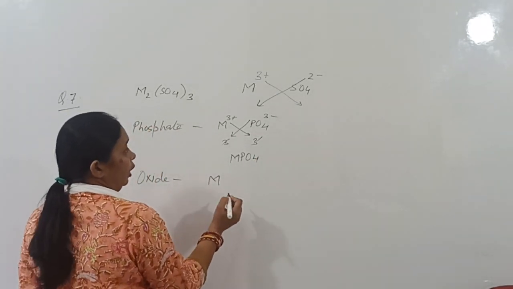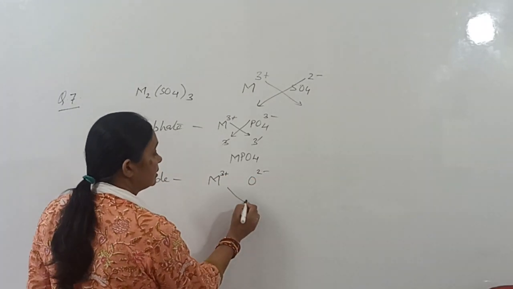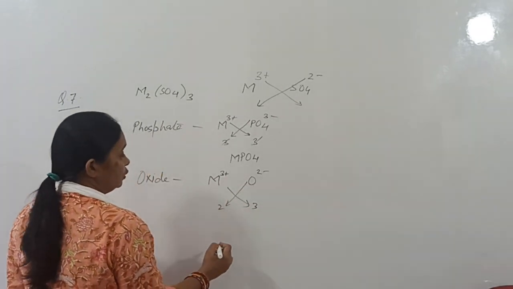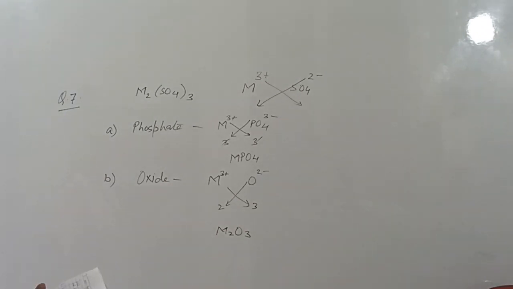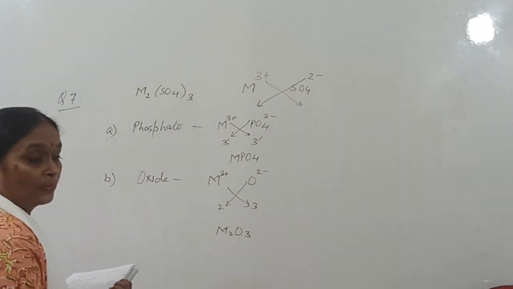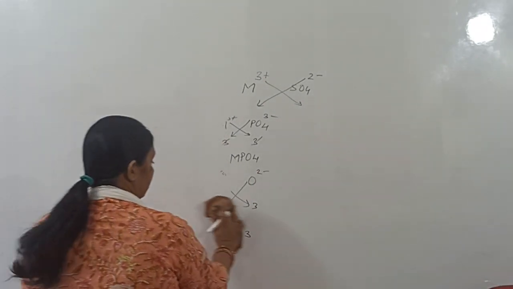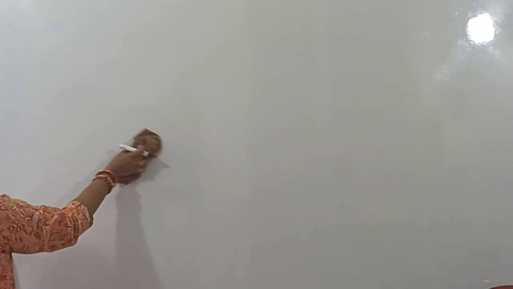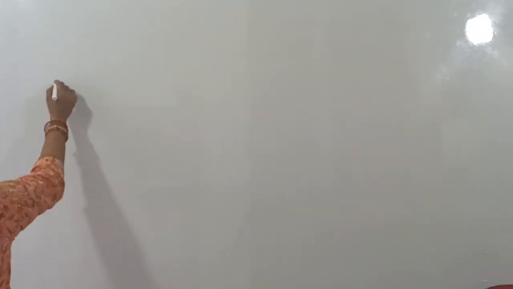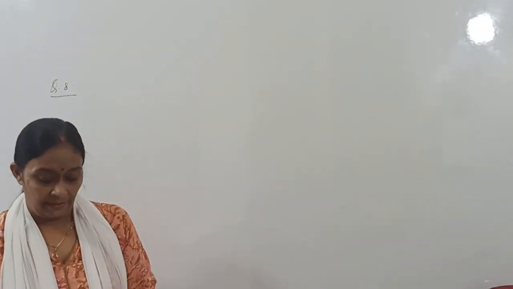Now for oxide: metal valency is 3 plus, oxide is 2 minus. So exchanging 2 and 3, oxide will be M2O3. So this will be the formula for phosphate and oxide. Now the last question, question number 8, says that there are two reactions. In biology you must have studied photosynthesis and respiration. So question 8 talks about these two biological processes.